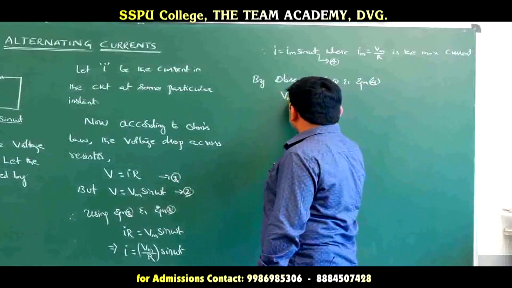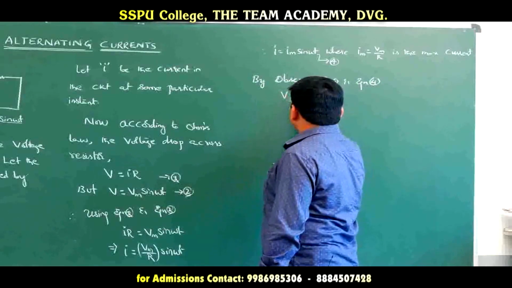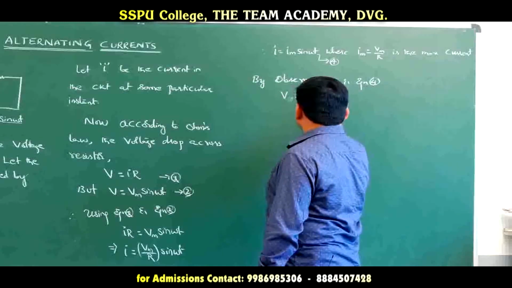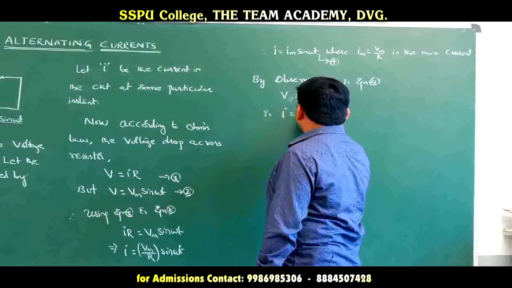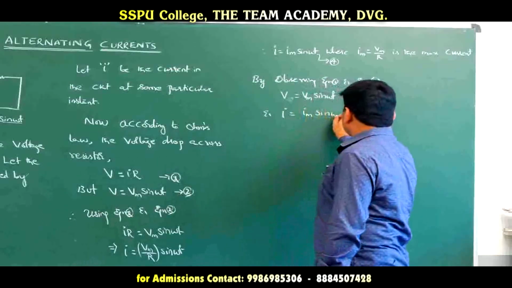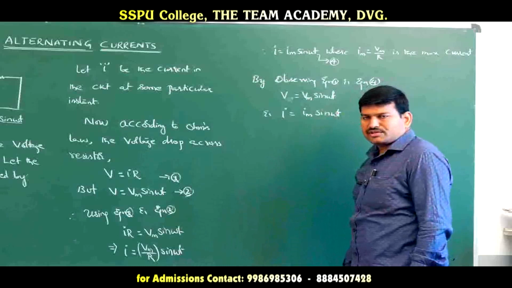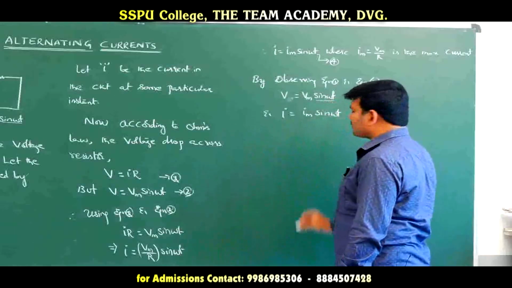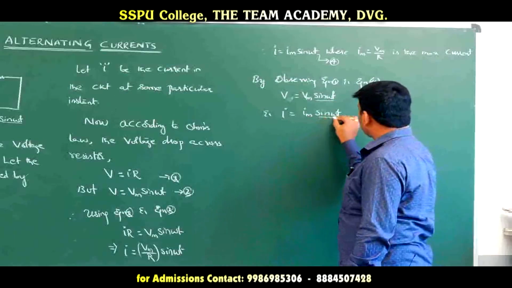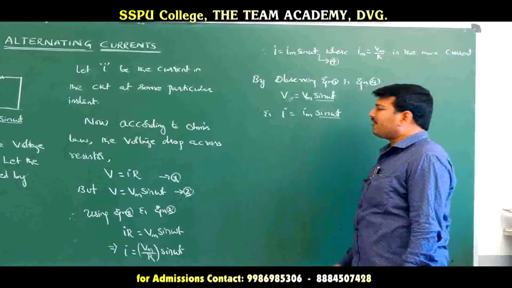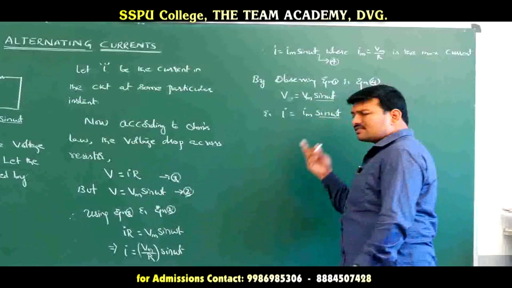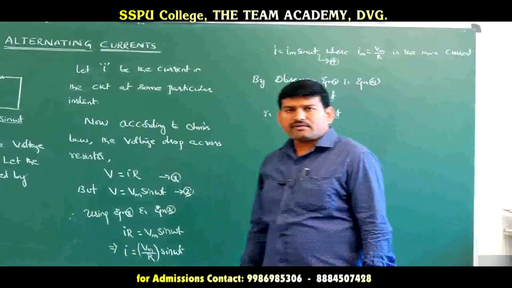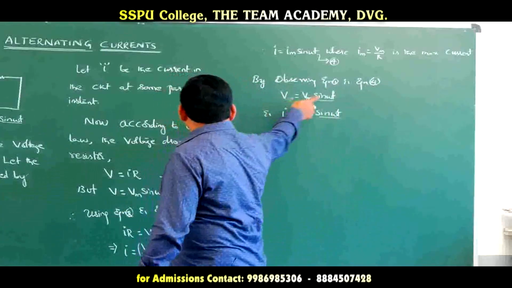V is equal to Vm sine omega t and I is equal to Im sine omega t. If you see these two equations, this is sine omega t and this is also sine omega t. Is there any phase difference between the two? There won't be any kind of phase difference between this and this.